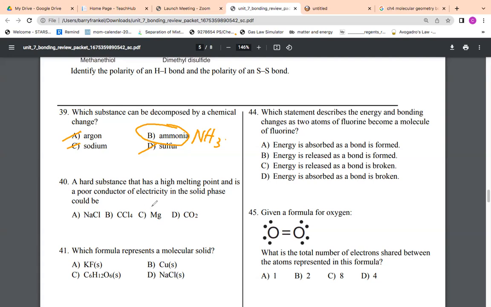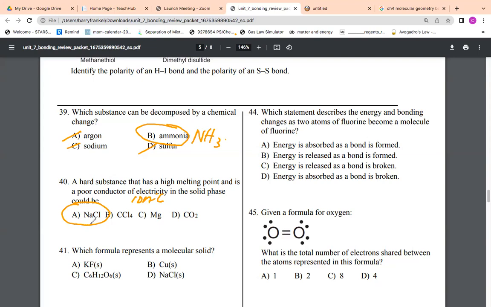40. A hard substance that has a high melting point and is a poor conductor of electricity in the solid phase. Okay, this is describing ionic compounds. Ionic compounds have very high melting points, but they don't conduct electricity very well when they are in the solid phase, right? So this would be our answer, table salt, NaCl, sodium chloride. This is the only thing here that is ionic, okay? Solid table salt doesn't conduct electricity well. You would have to put it into water, okay? Conducts electricity better in the liquid phase.